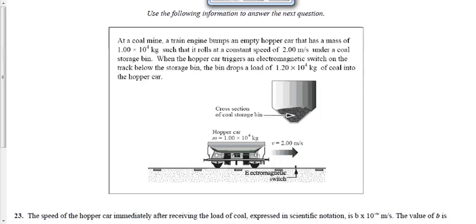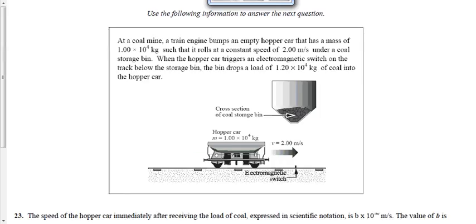This question says, at a coal mine, a train engine bumps an empty hopper car that has a mass of 10,000 kilograms. Really, the train engine is irrelevant here, right? The train engine gets this hopper car moving. The hopper car ends up moving at a constant speed of 2 meters per second under a coal storage bin, and then that coal storage bin releases the coal when its switch is tripped. So the coal comes down into the hopper car.